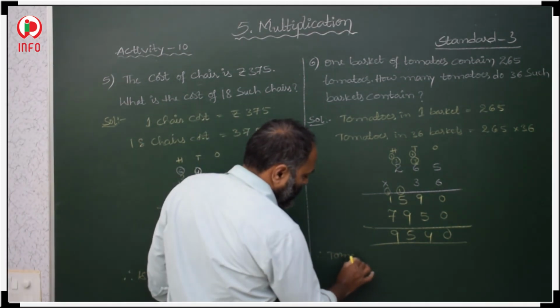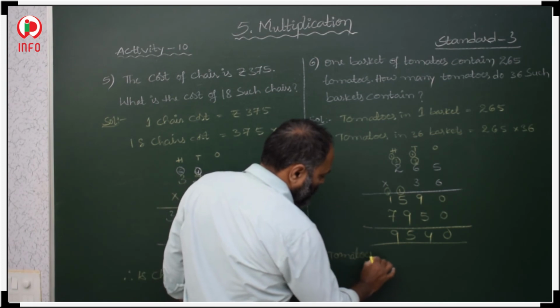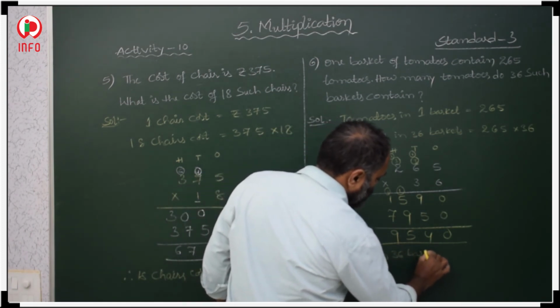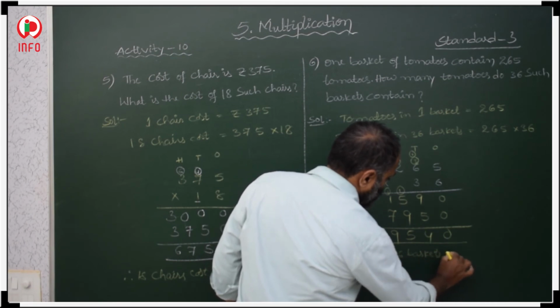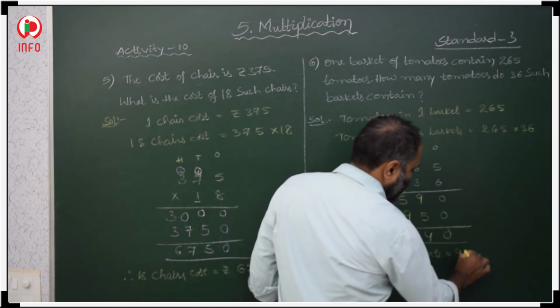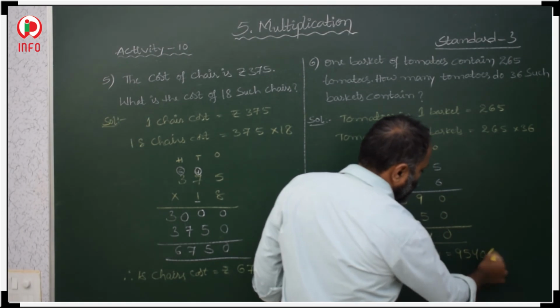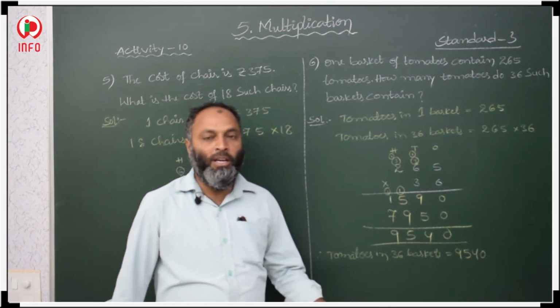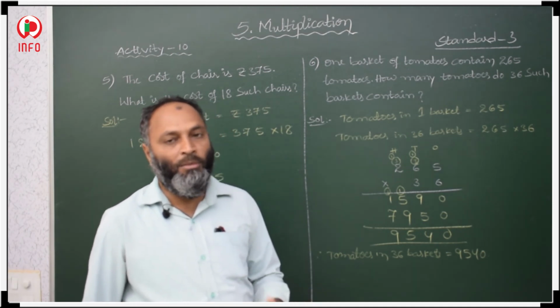Therefore, tomatoes in 36 baskets is equal to 9540. This many tomatoes were there. Okay. So, if unit is given and more he is asking, we have to multiply.